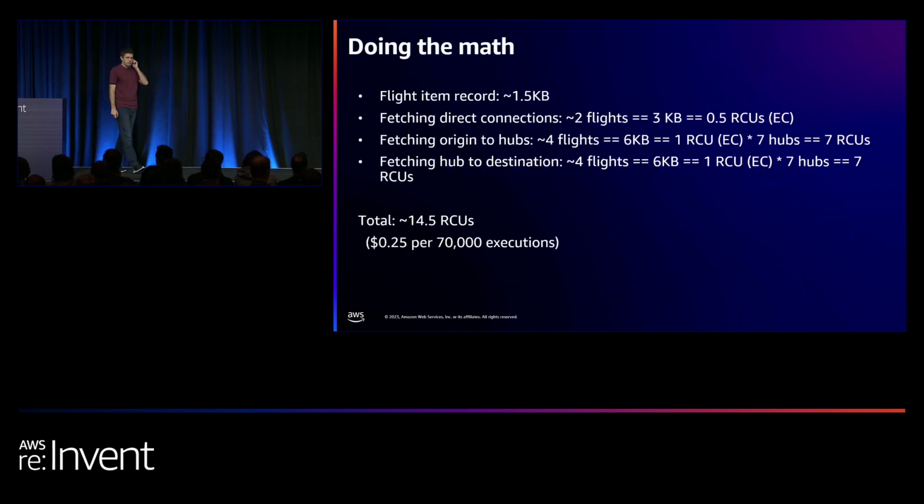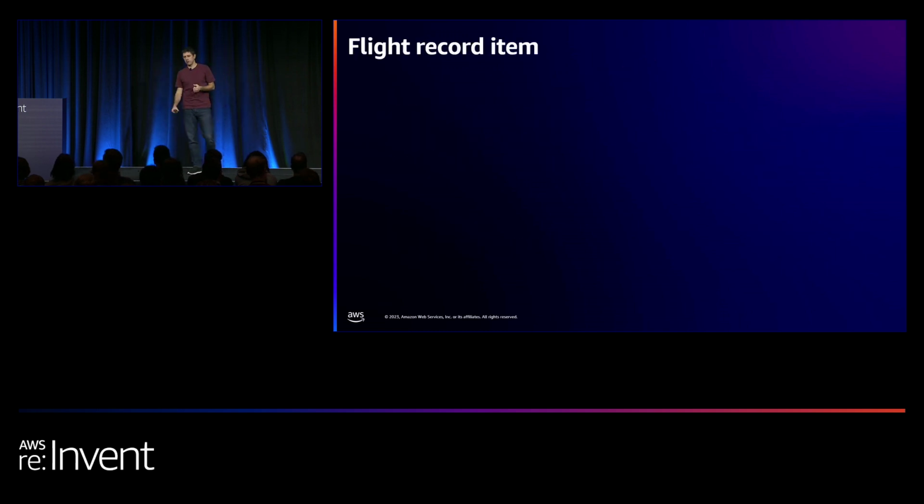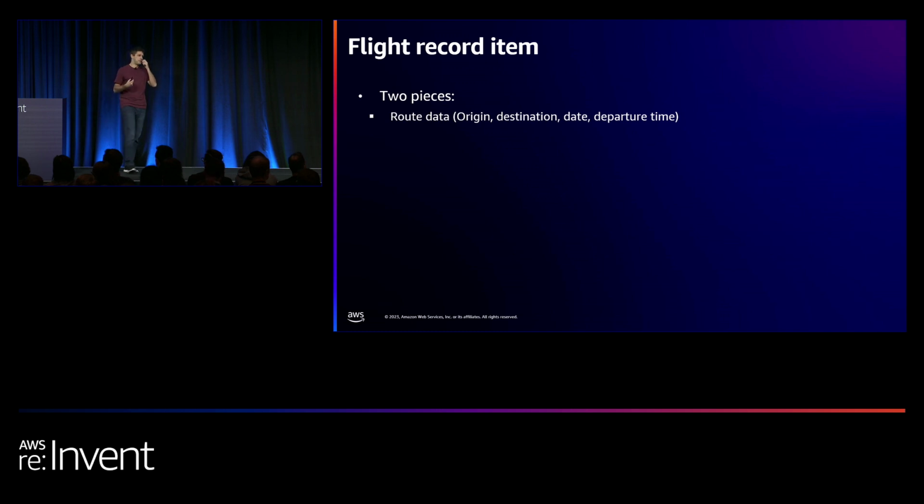Thinking about this sort of problem, we have this flight item record, right? And it's 1.5 kilobytes, but to generate our candidate options, we don't really need all that data, right? Let's tear apart our flight item record. And it's really 2 different pieces, right? It's this static data that's just the route data.